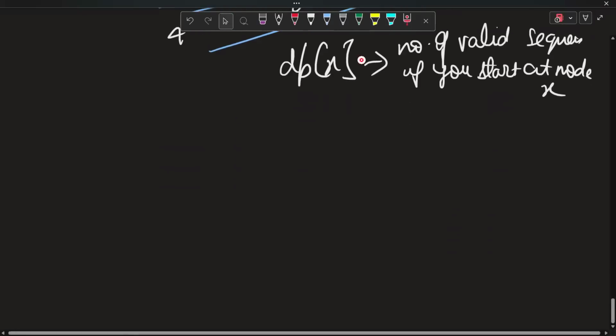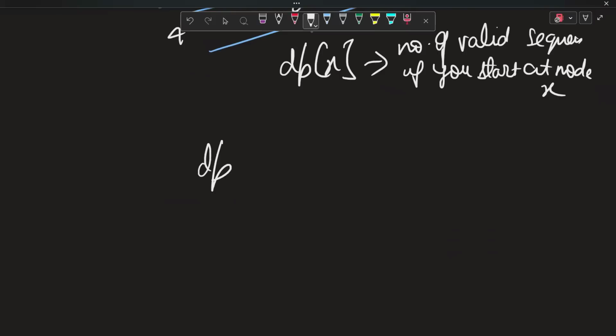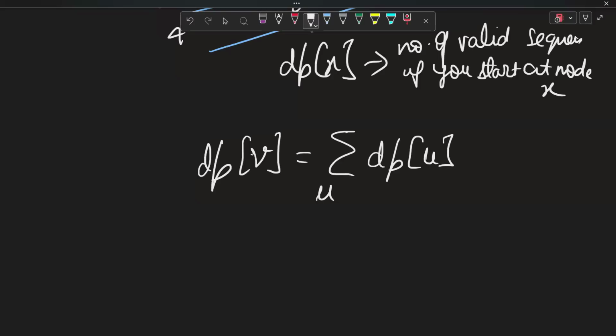So this is my DP state, and what is my DP transition? So my DP transition is: DP of any node V is the sum of DP of node U such that U is not adjacent to V, plus 1. Okay. So this I can say is my DP transition.